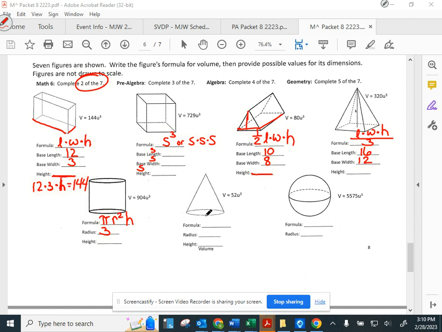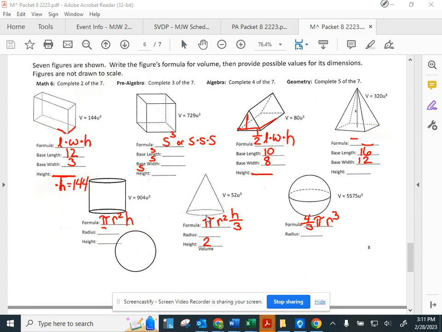Then we have our cone. Formula is pi r squared height divided by 3, and we're going to say that height is 2. And for our sphere, the formula is 4/3, 4 divided by 3, times pi times the radius cubed. Now again, we only have to do 2 of the 7. You can choose to do more if you would like.